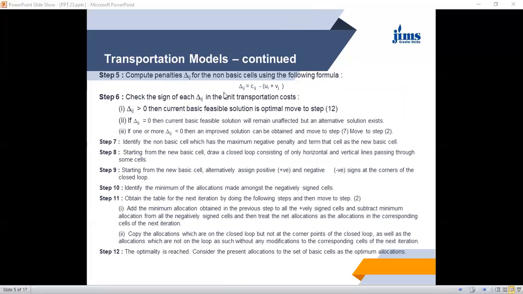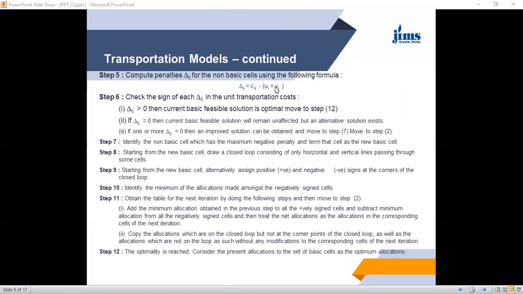First, let me explain to you the steps, and then I will explain it through one numerical example, numerical problem. Then we calculate the penalties delta ij for the non-basic cells using the formula delta ij is equal to cij minus (ui plus vj).